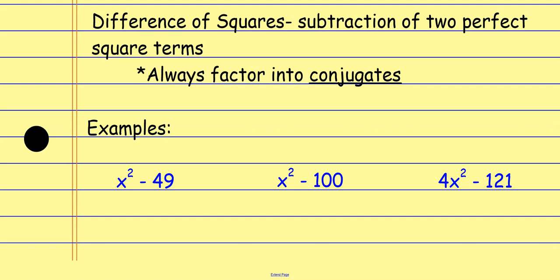But that will only happen if I have perfect squares being subtracted. For example, if I look at this guy, here x squared is a perfect square. It's kind of in the name, x squared, right? 49 is a perfect square, and there's subtraction, which means this is going to factor into conjugates. One will be a plus and one will be a minus. And then essentially filling this in is like taking the square root. The square root of x squared is an x. The square root of 49 is a 7.